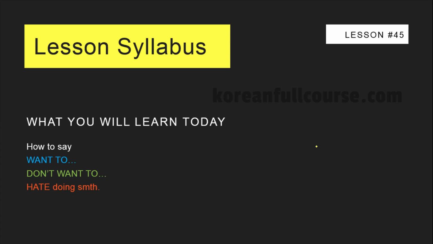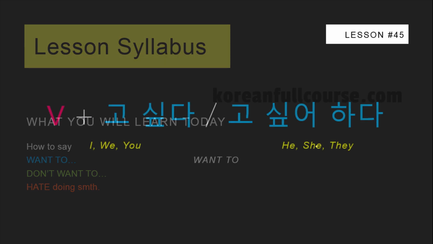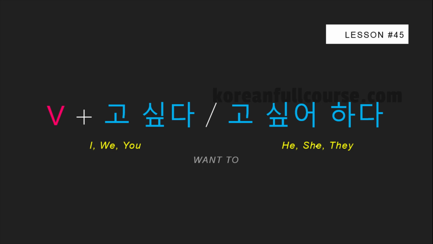You will learn how to say I want, I don't want, and I don't like doing something in Korean. We will start off with 고 싶다, which means I want. 고 싶다 and 고 싶어 하다 mean the same thing. The only difference is that 고 싶다 is used with the first and the second person pronouns, and 고 싶어 하다 is used with the third person pronouns.